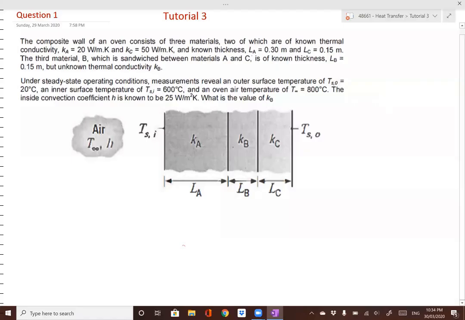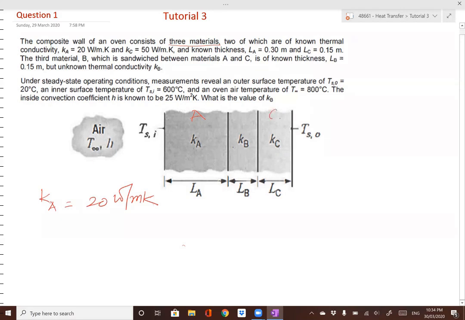Solution for tutorial 3, question number 1. There is a composite wall of an oven consisting of 3 materials, 2 of which have known thermal conductivity. For material A, the thermal conductivity given is 20 watt per meter Kelvin.